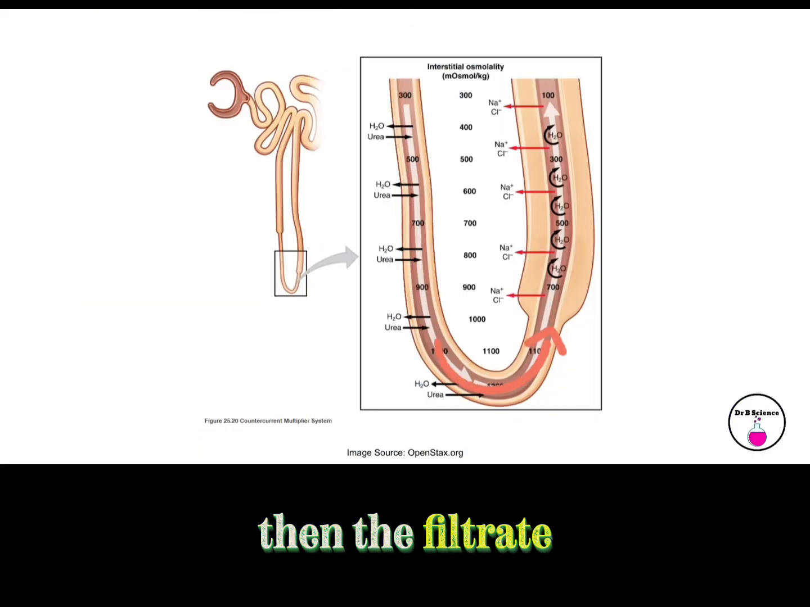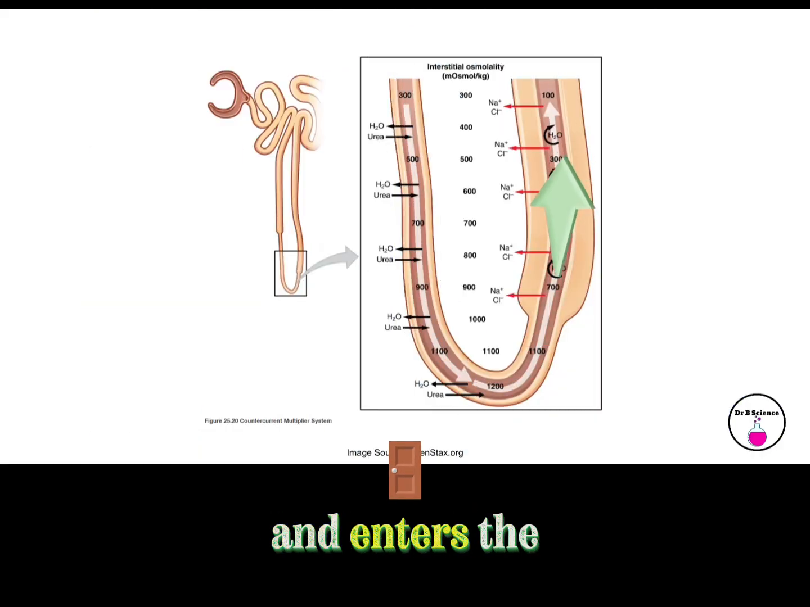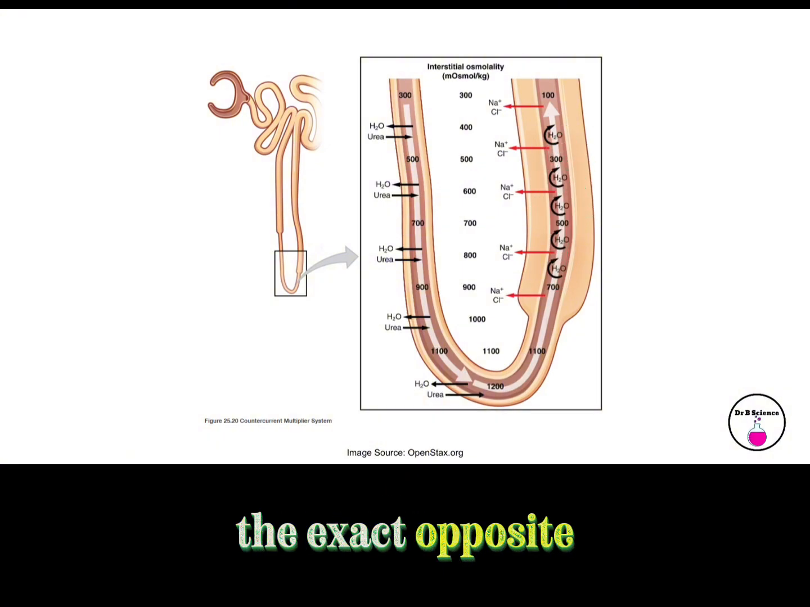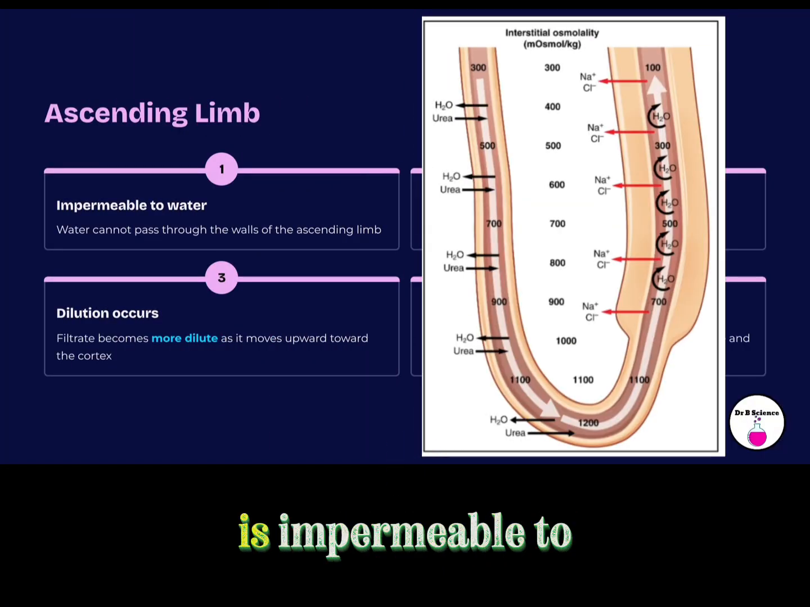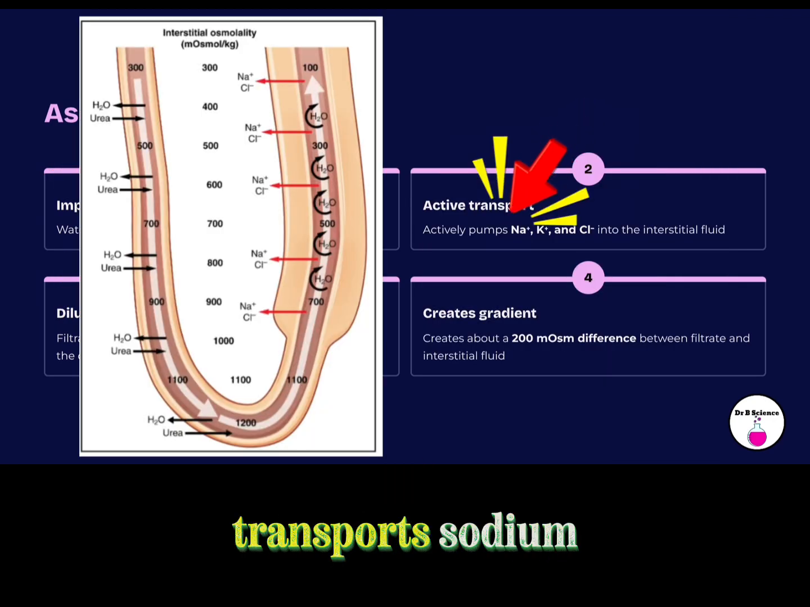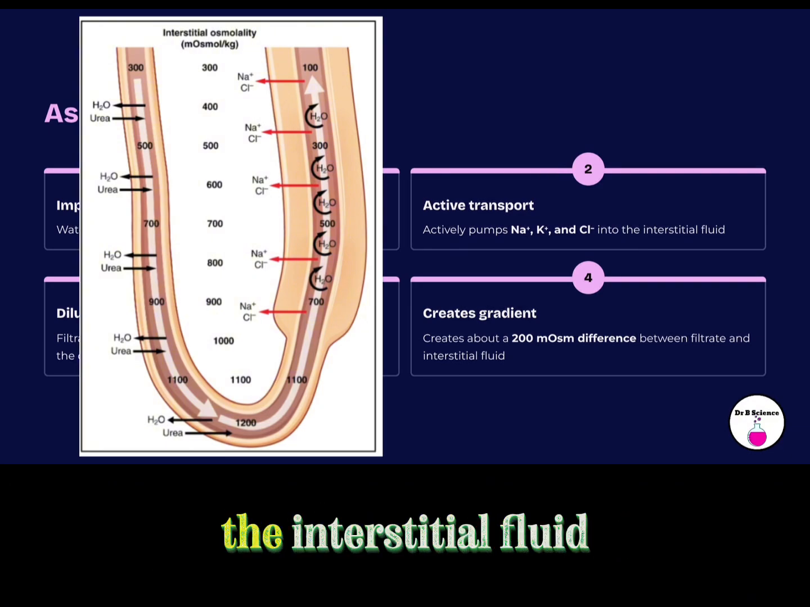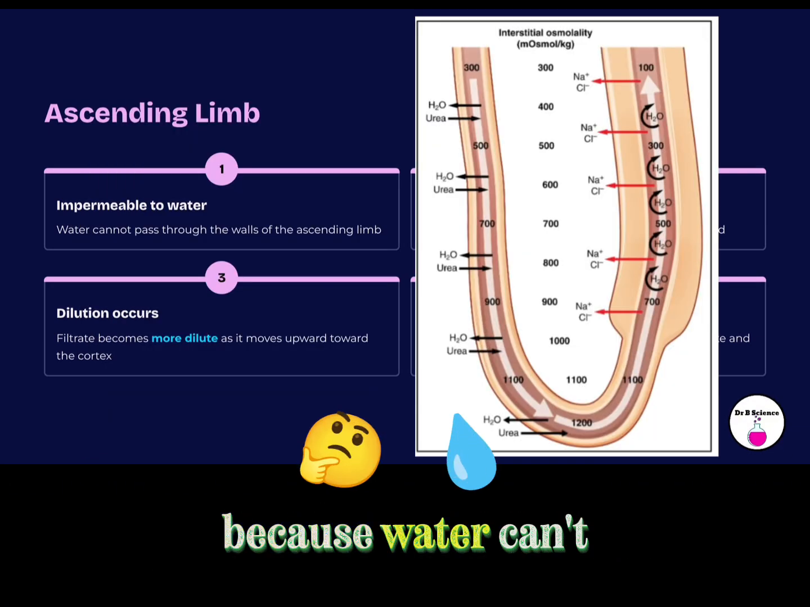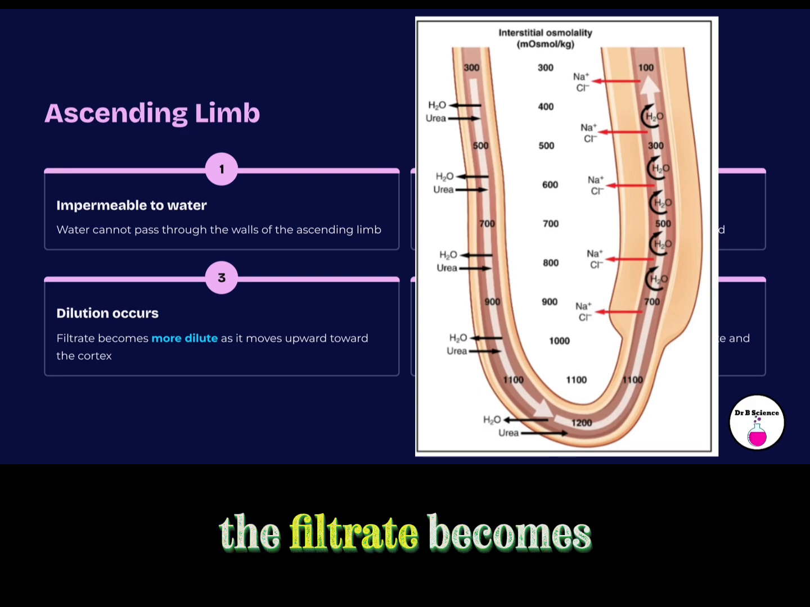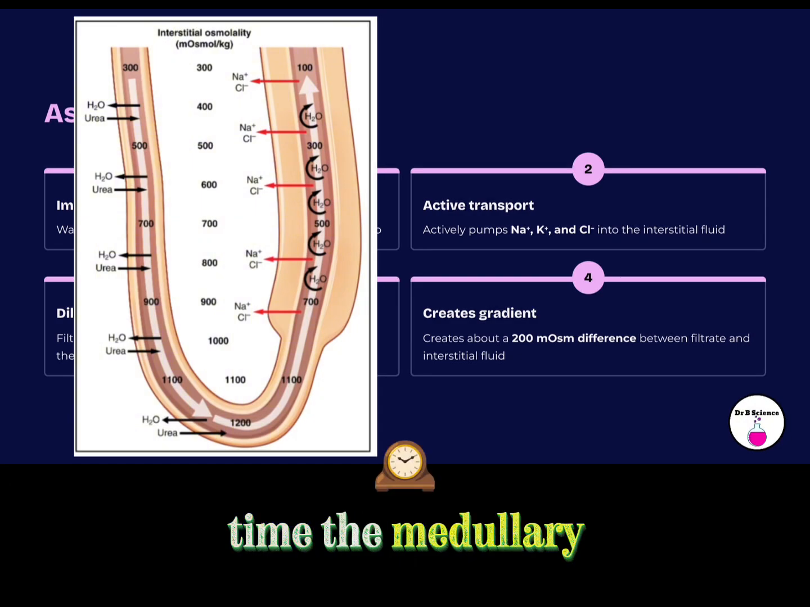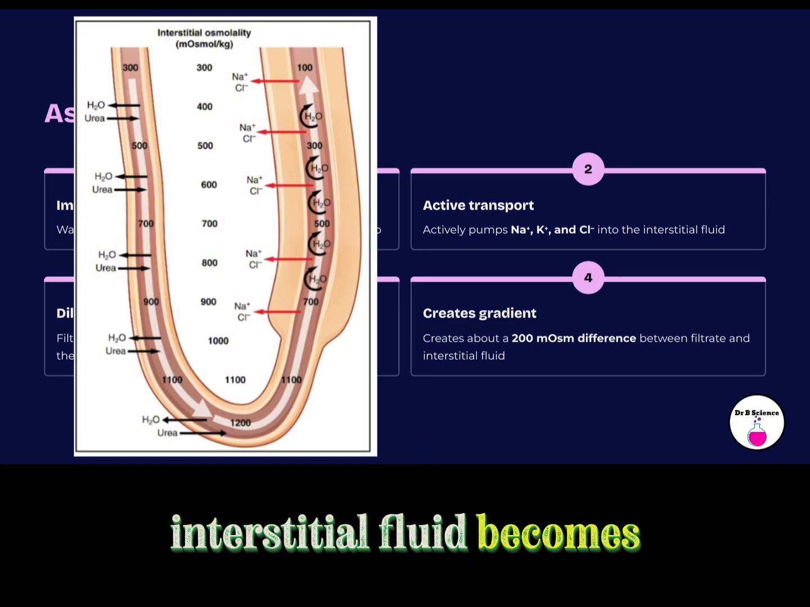Then, the filtrate makes a turn and enters the ascending limb, which behaves in the exact opposite way. The ascending limb is impermeable to water, but it actively transports sodium, potassium, and chloride ions out into the interstitial fluid. Because water can't follow, the filtrate becomes more dilute as it rises back up toward the cortex. At the same time, the medullary interstitial fluid becomes saltier.